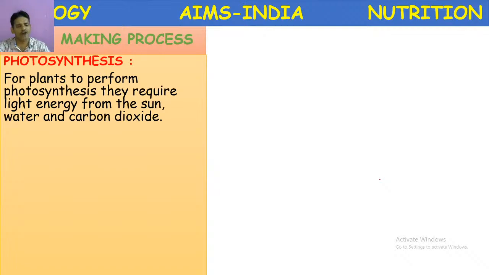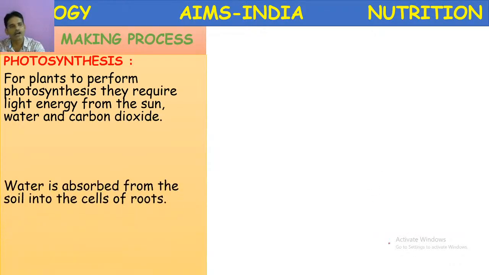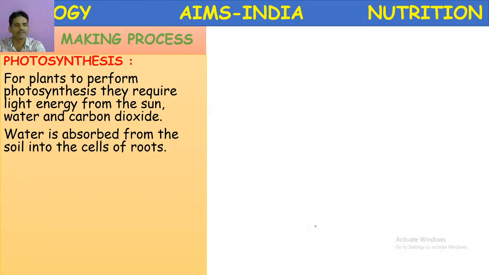For plants to perform photosynthesis, they require light energy, in the form of sunlight, water, and carbon dioxide. These are all the requirements.